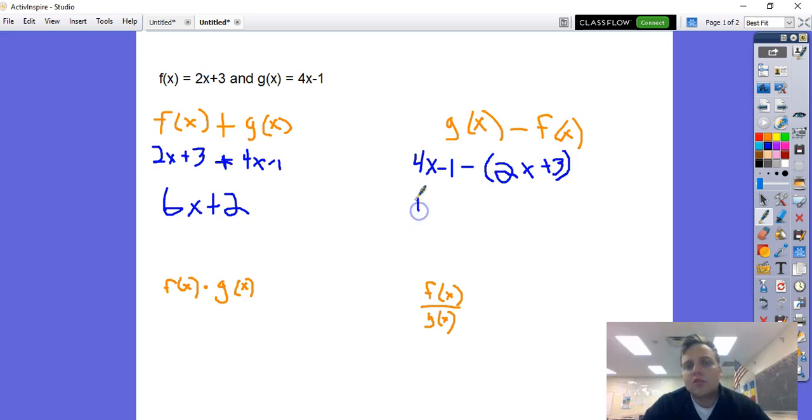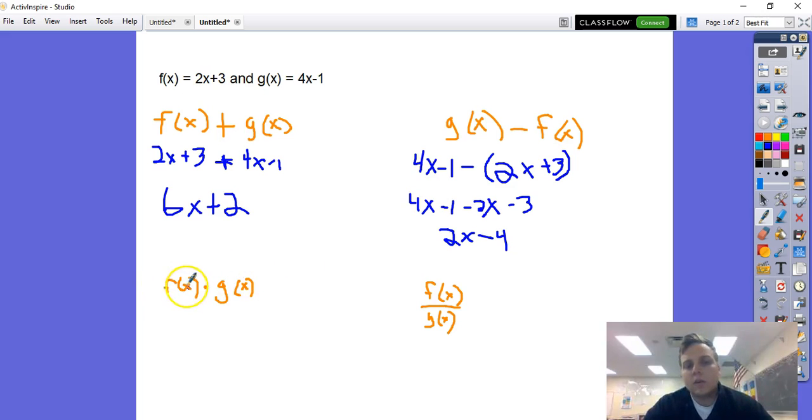So now I'm going to distribute that minus sign. So I say 4x minus 1, and then negative of positive 2x becomes negative 2x, and negative of positive 3 becomes negative 3. And now I just put like terms together. 4x minus 2x, that's 2x. Negative 1 minus 3, that's negative 4. Bam, there we go. That's all there is to it.